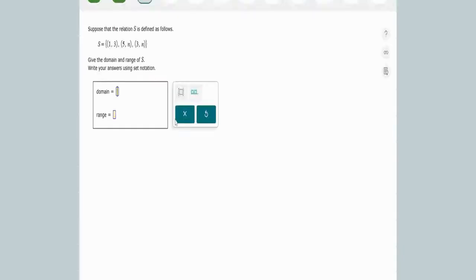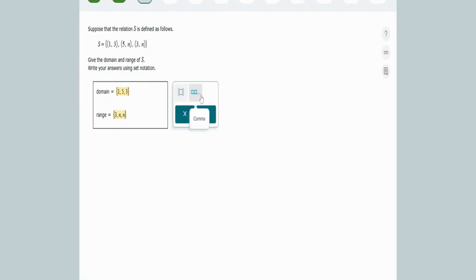Okay, number 3. We have a relation, which is a set of ordered pairs that we've talked about. We want to find the domain of that relation, which happens to be all the first numbers or letters in that set, or all the x values, so that would be 1, comma, 5, comma, 3. You notice that I hit the braces before I typed it. On the next one, we want all of the y values, so 3, comma, n, comma, n.